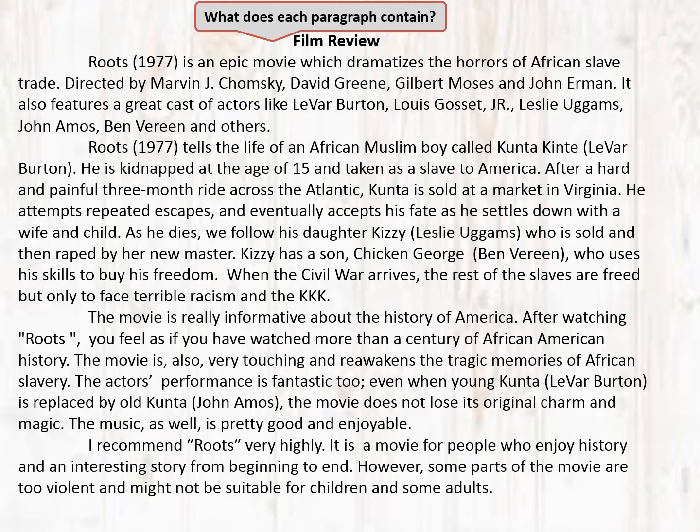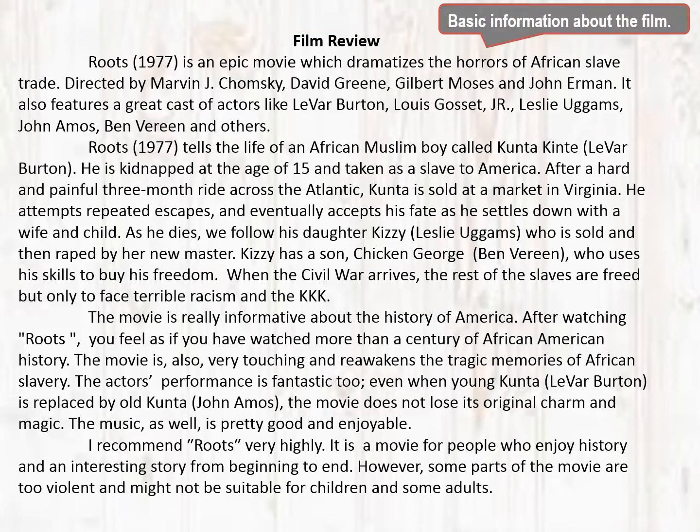Here is another question. What does each paragraph contain? Look at the first paragraph that we've just read. As you may have noticed, it contains the basic information about the film. The basic information includes the movie title, the origin, American, the release year, 1977, that is when the movie came out, the cast and the crew, cast meaning the actors and actresses, and the crew, the producer, the director, the camera people, etc. And it also gives us a brief idea about the movie.